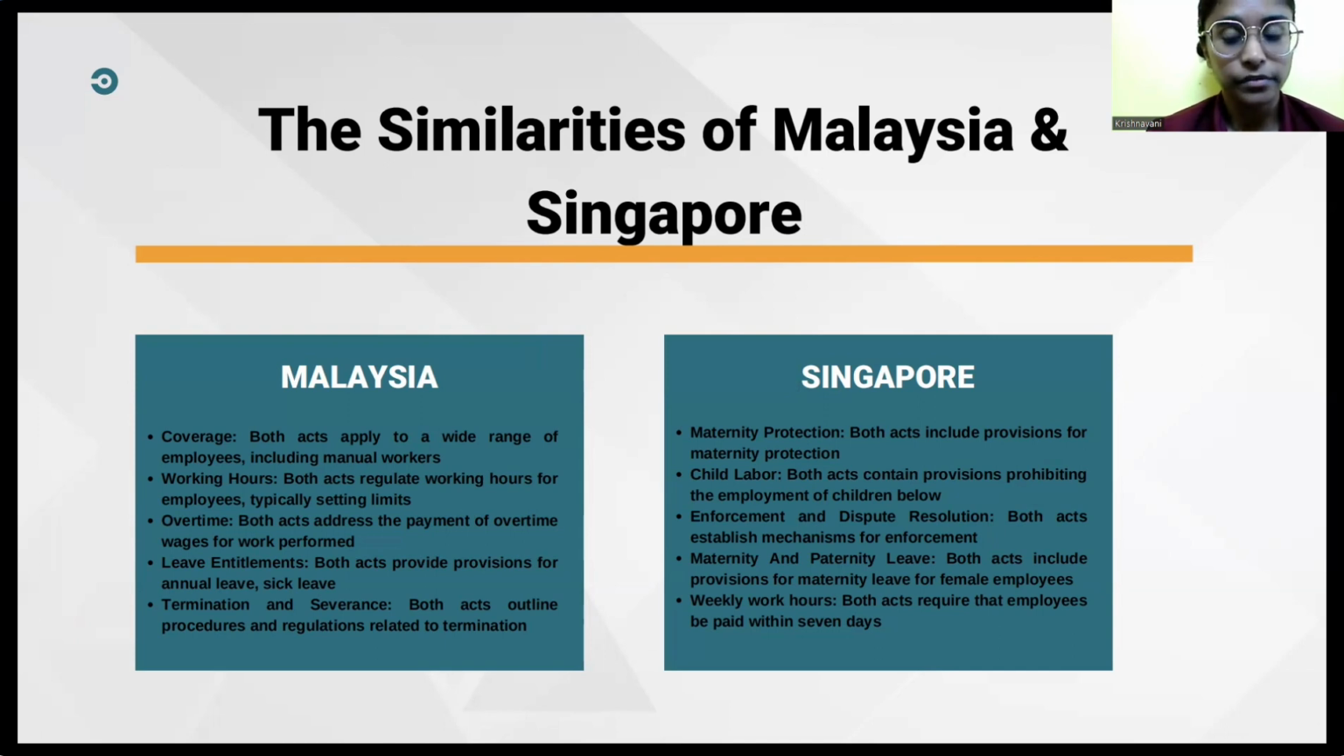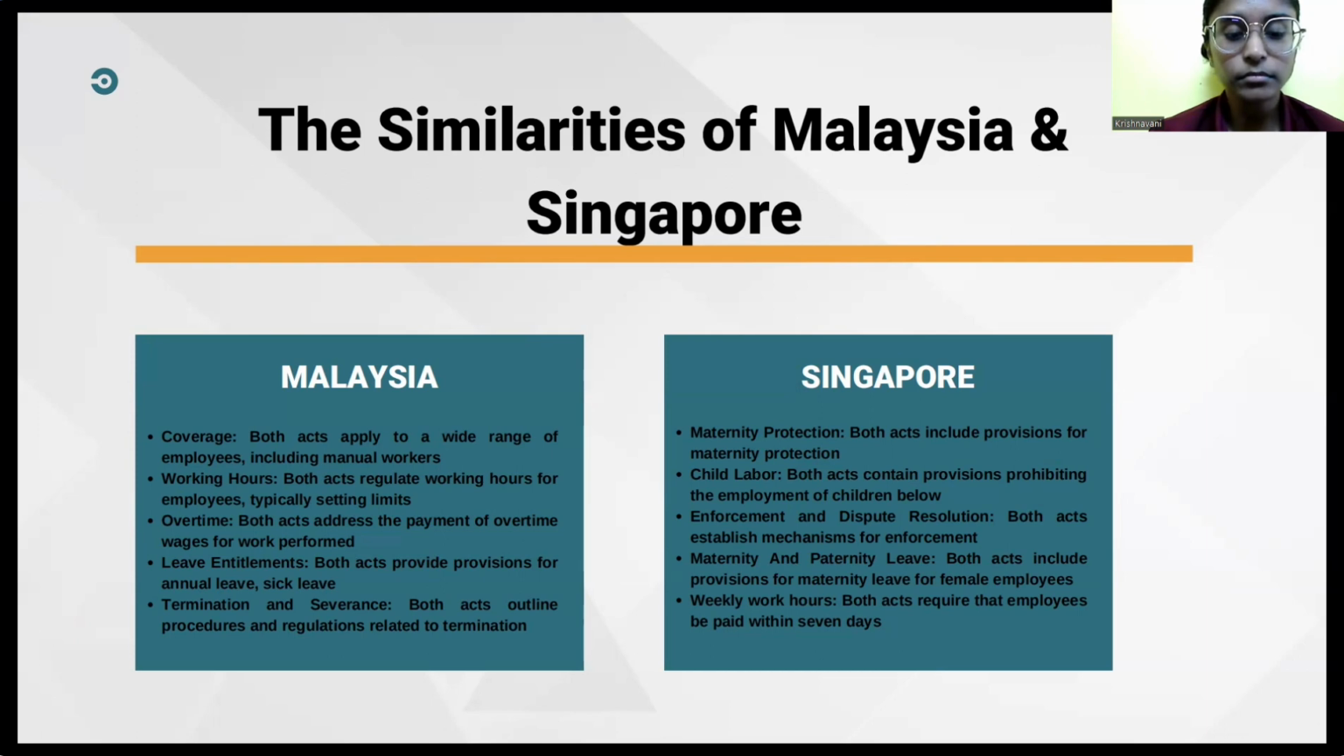As of January 1st, 2023, the Employment Act 1955 covers all employees regardless of their wages. However, some benefits such as overtime payment, termination, and layoff benefits are only available to employees earning a monthly salary of 4,000 or below. The Employment Act of 1955 in Malaysia and the Employment Act of 1968 in Singapore share several similarities despite being separate pieces of legislation. Here are some commonalities.